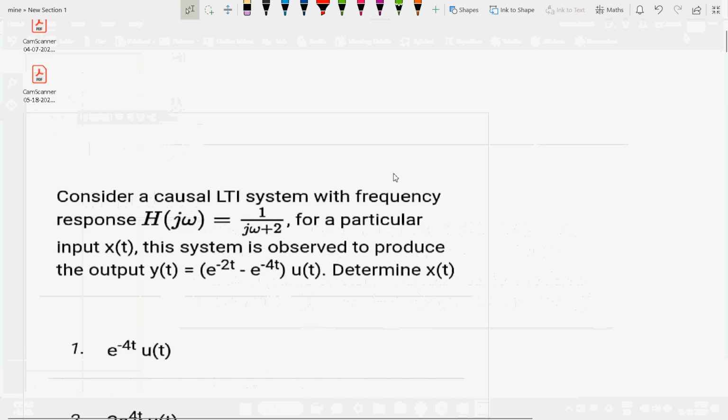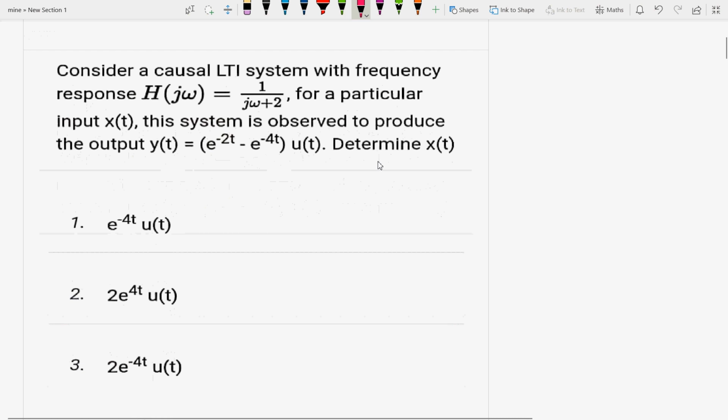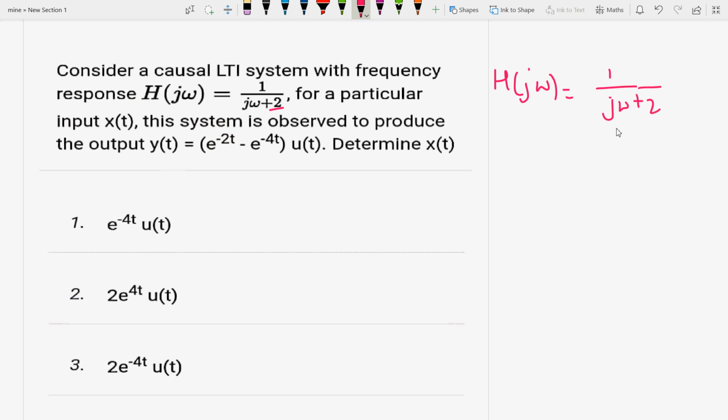Fourier transforms करवाने जा रहे हैं। पहला question है, consider a causal LTI system with frequency response H(jω) = 1/(jω+2). H(jω) इसको हम frequency response बोलते हैं, and this is given as 1/(jω+2). For a particular input x(t), the system is observed to produce the output.